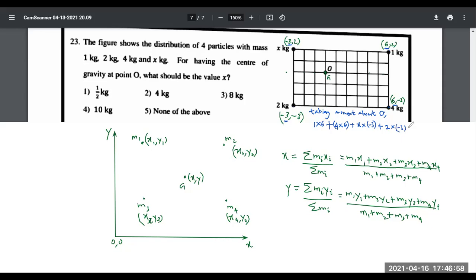And the whole thing, when you add everything, it should be 0. So this is 6 plus 24, that is 30 minus 3x, minus 6 equal to 0. 3x goes to the other side. Here we'll have 24, and on the other side you will have 3x, and that will give you x is equal to 8 kilograms. So the answer is 8. That is how you have to find 8.